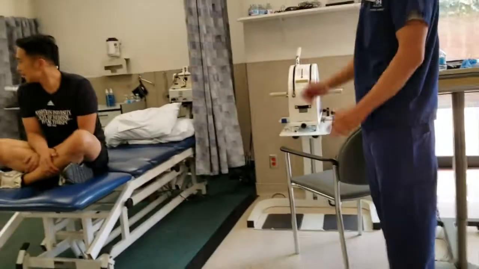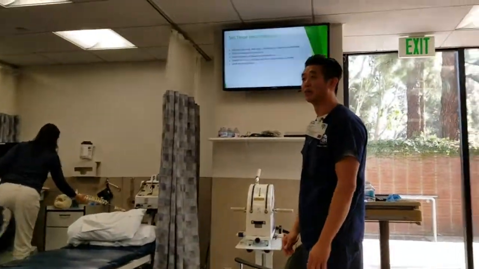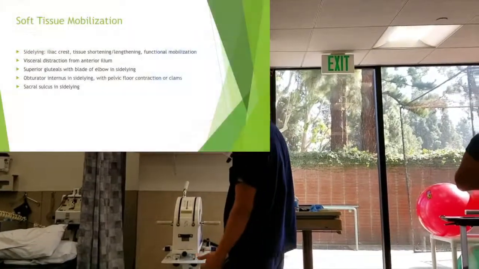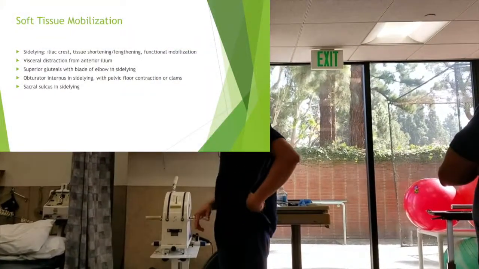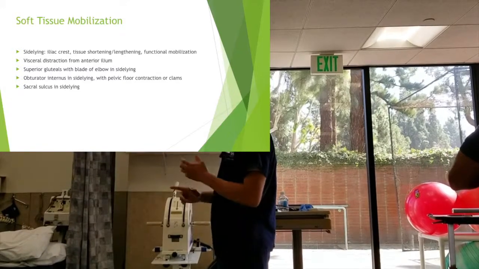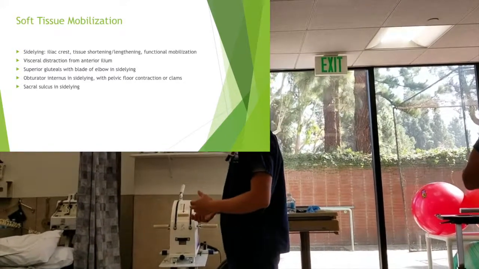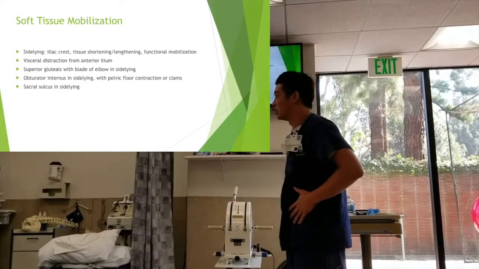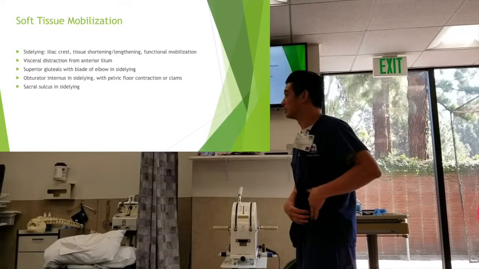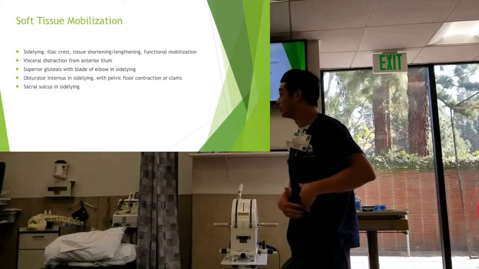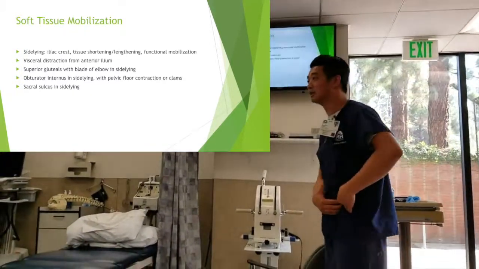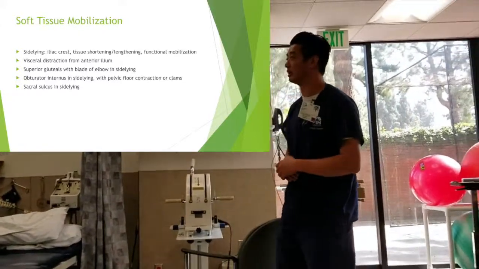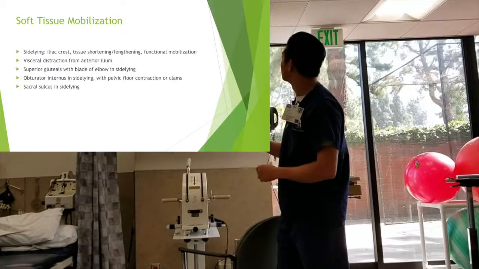These are things we've all done before, stuff that Lars was actually recommending before this, but everyone has a different preference, whatever works best for you and your patient. Side lying, you work the top of the iliac crest: tissue shortening, lengthening, functional mobilization. Visceral distraction from the anterior ilium: if you're looking at distension from this area, or someone has an old hernia or something, anything pulling on this anterior ilium can affect the position of the structures down there.